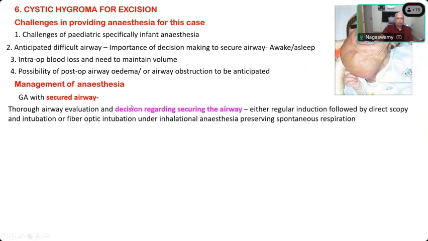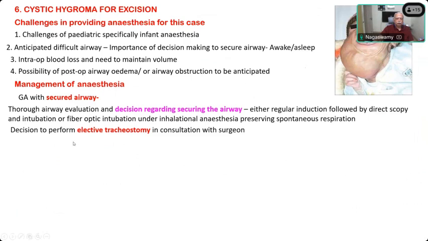So the management is GA with a secured airway, that is the answer that you have to give. Yes. And because it's a small baby, it cannot be done under any local or regional block. So GA with secured airway is the answer. So, thorough airway evaluation, decision regarding securing the airway, either regular induction followed by direct laryngoscopy and intubation, or fiber optic intubation under inhalation anesthesia, preserving spontaneous respiration. This is the first and foremost challenge.